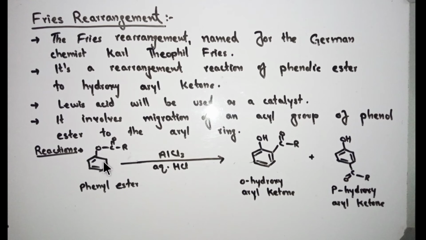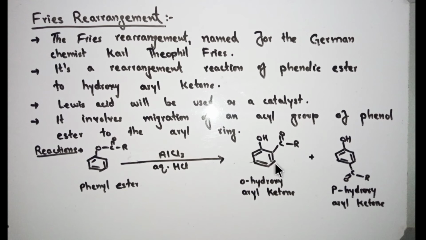That is one phenolic ester. Phenol is bonded with O, and O is bonded with C double bond OR. From this phenolic ester, it will be rearranged and produce ortho-hydroxyaryl ketone, or it may produce para-hydroxyaryl ketone, but it can never produce meta-hydroxyaryl ketone. Why can it not produce meta-hydroxyaryl ketone?